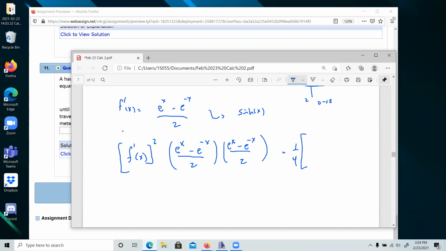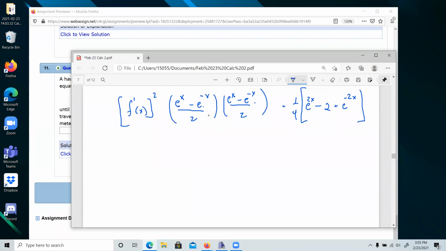We're going to say e to the x times e to the x, e to the 2x. E to the negative x times e to the x, that is 1. We have 2 of those. Oh, that's going to be a minus, isn't it? Let's go ahead and make that a minus. And then we have e to the negative x times e to the negative x, e to the minus 2x. Don't forget the 4.